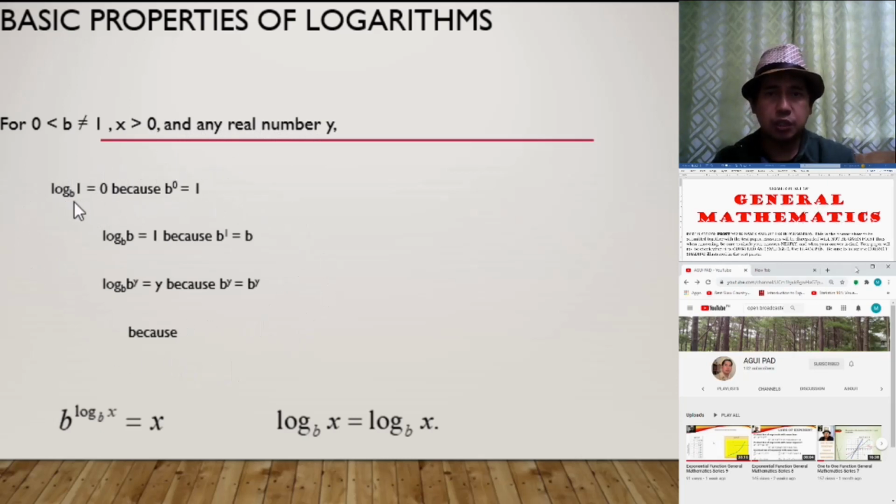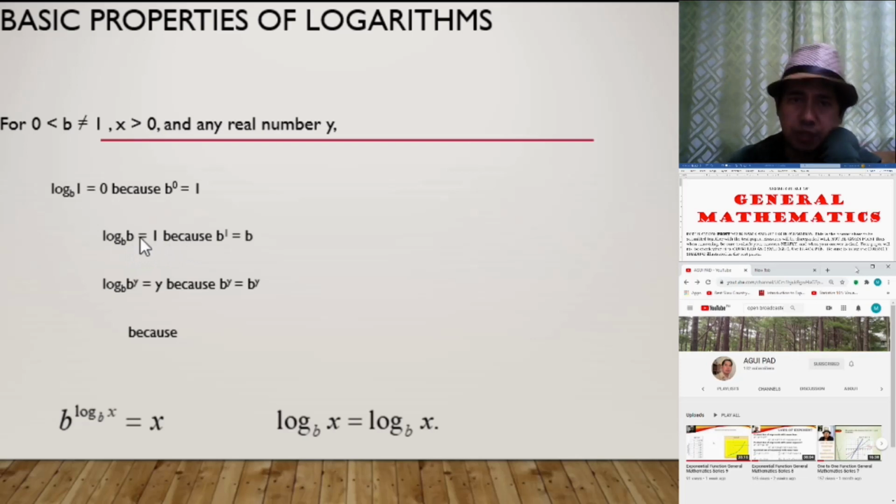So it says in here, log of 1 with a base b is equal to 0. I repeat, log of 1 with a base b is equal to 0 will always give you an exponential form of b raised to 0, which is always 1. Another one would be log of b with the same base b will give you 1.